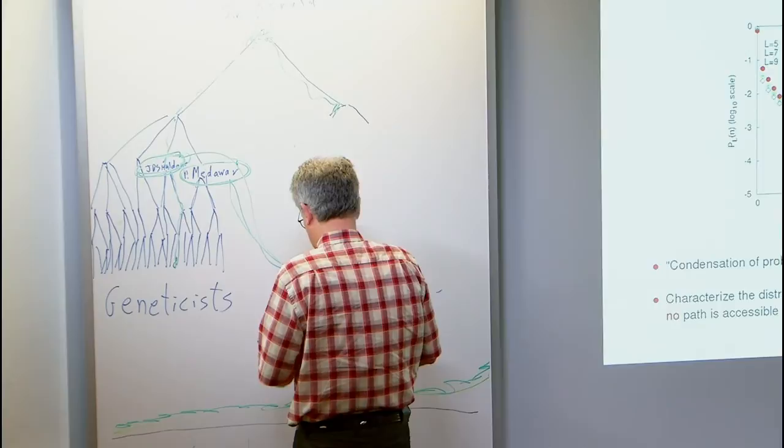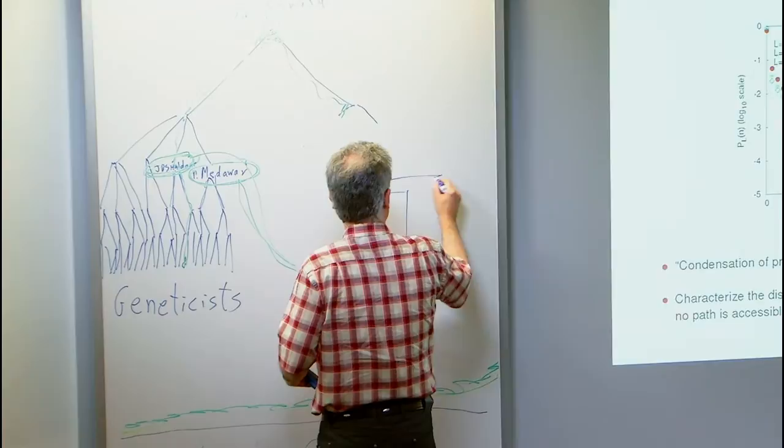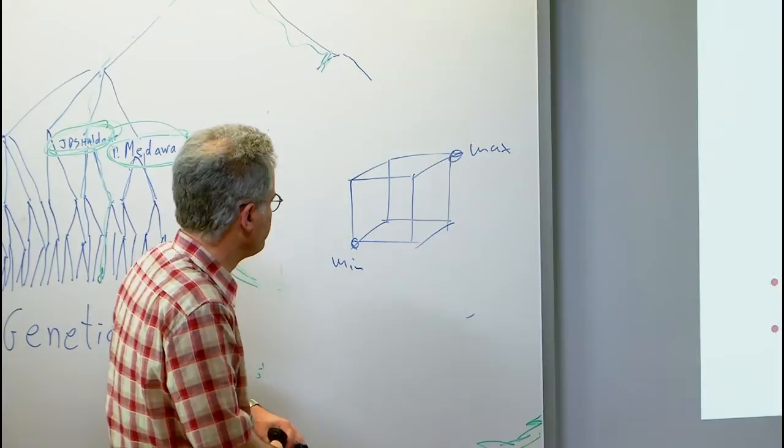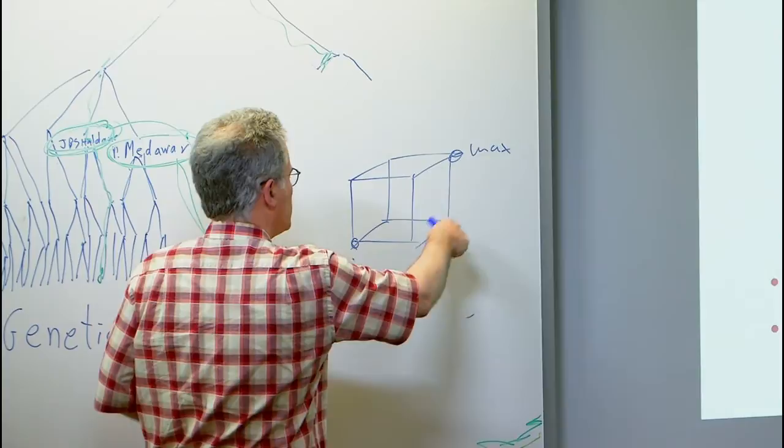So this is our hypercube. So here we have, let's say, this is the maximum, and I want this to be the minimum. So one way of, for example, realizing that is to assign 0 fitness here and fitness 1 here, and to distribute all the other ones uniformly between 0 and 1. Okay.